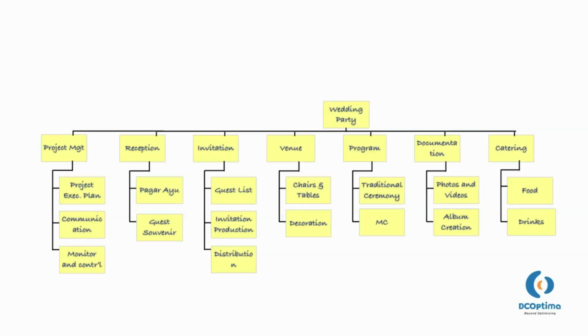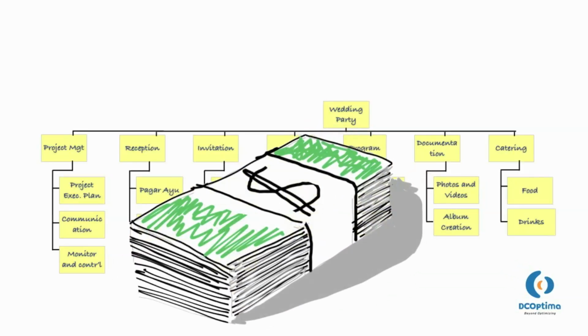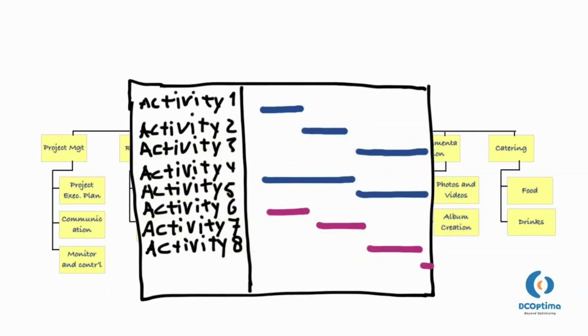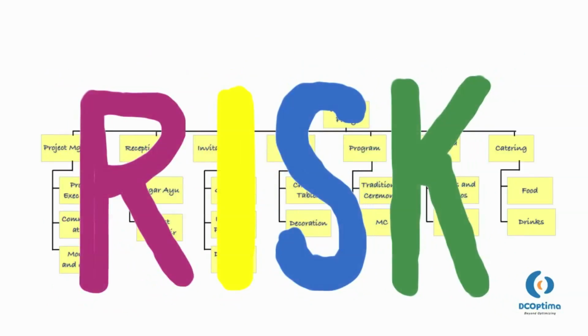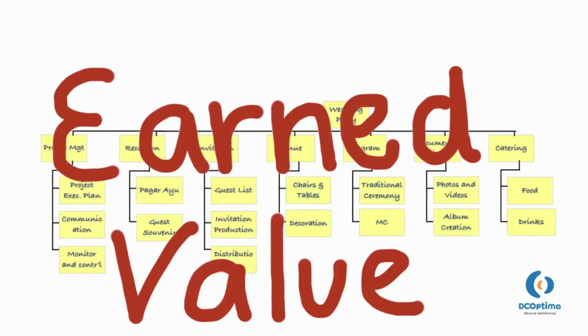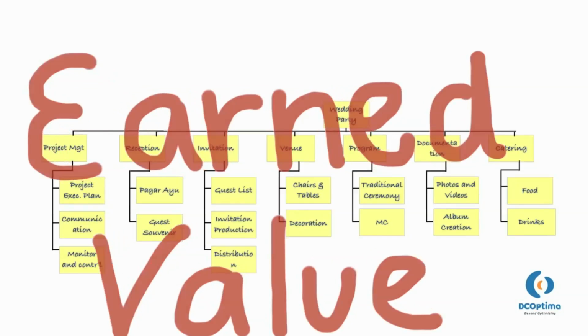A WBS is a necessary project management tool because it provides a basic foundation for other activities, like estimating cost, developing schedules, identifying resources, determining where risks may occur, and providing the means for measuring project status using earned value management.